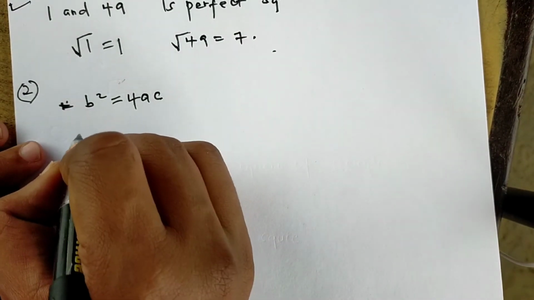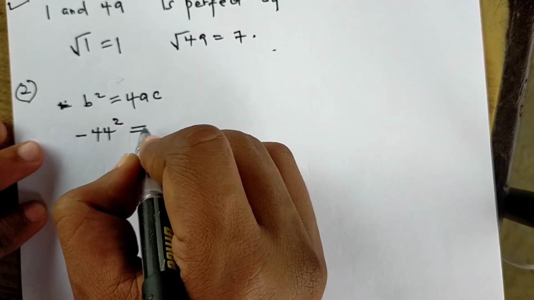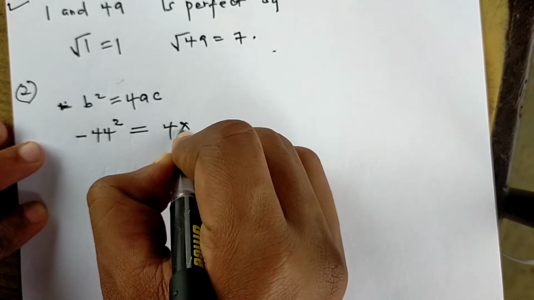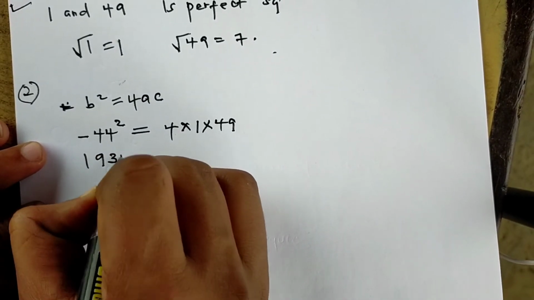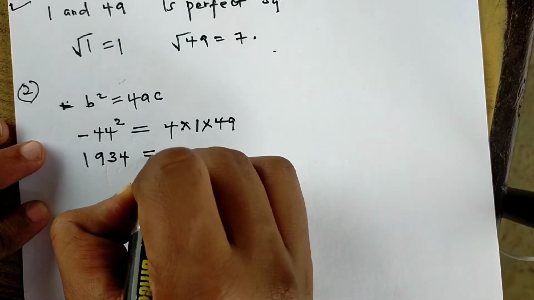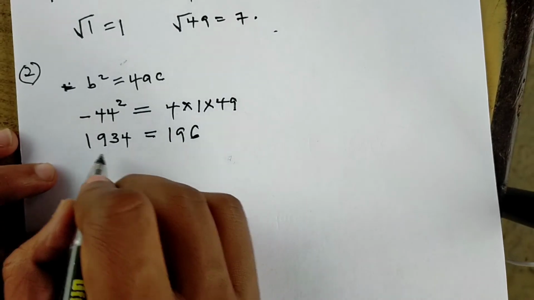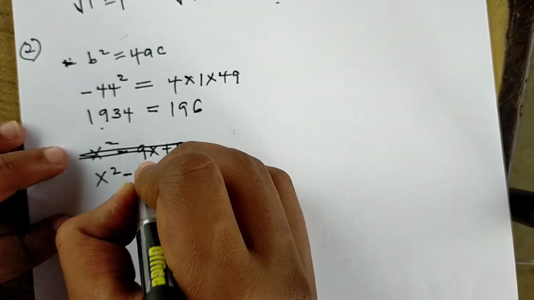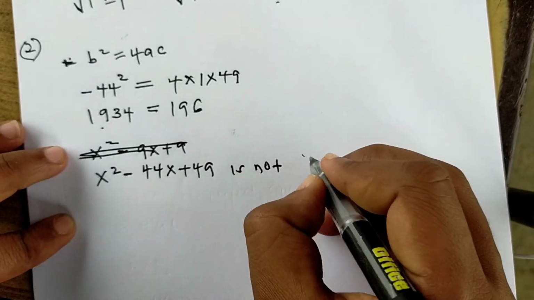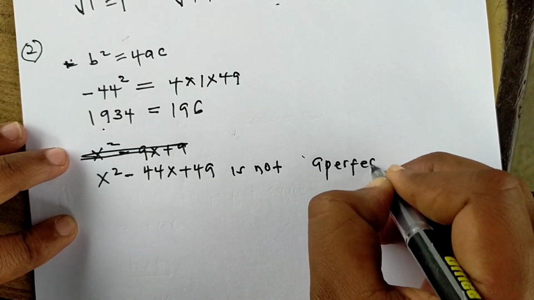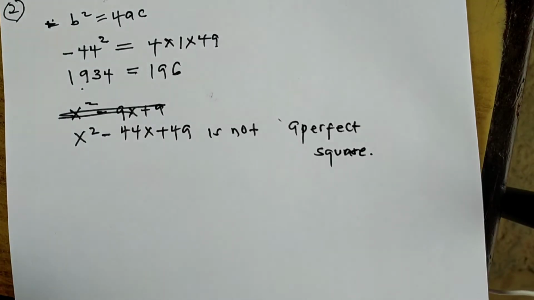We have b square, which is negative 14 square, should be equal to 4 times 1 times 49. If you calculate, it should be 196. So should be 196. Is it equal? No. So we say this expression is not a perfect square.